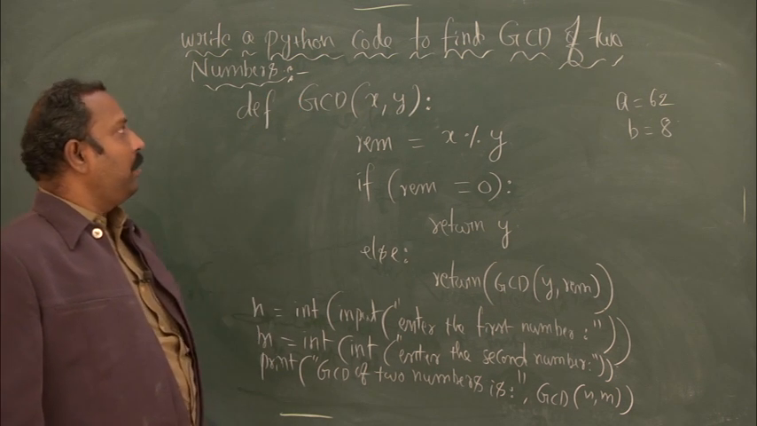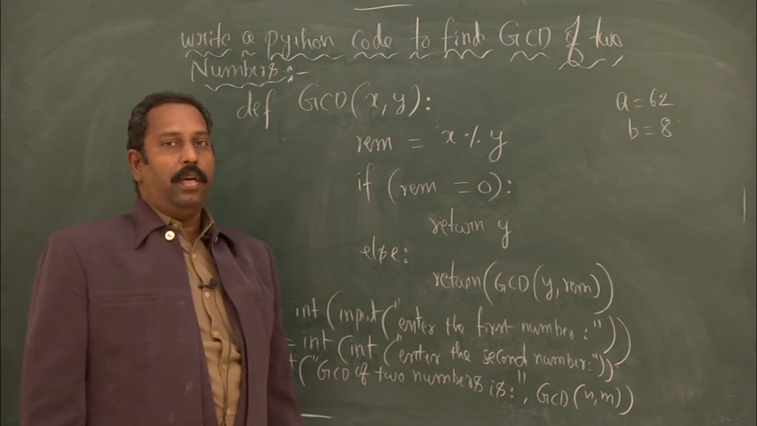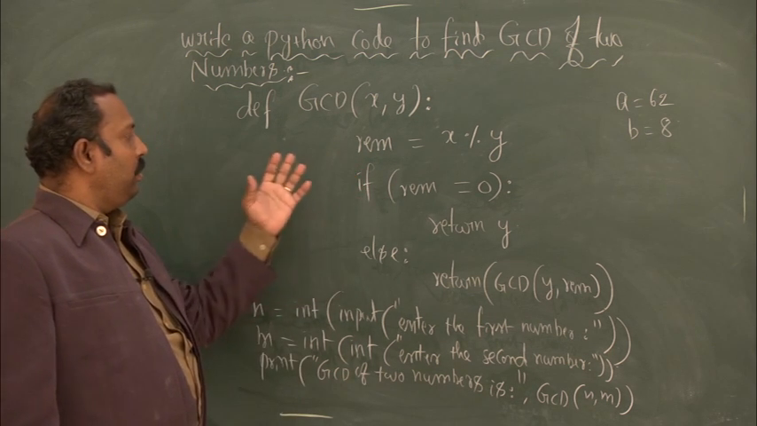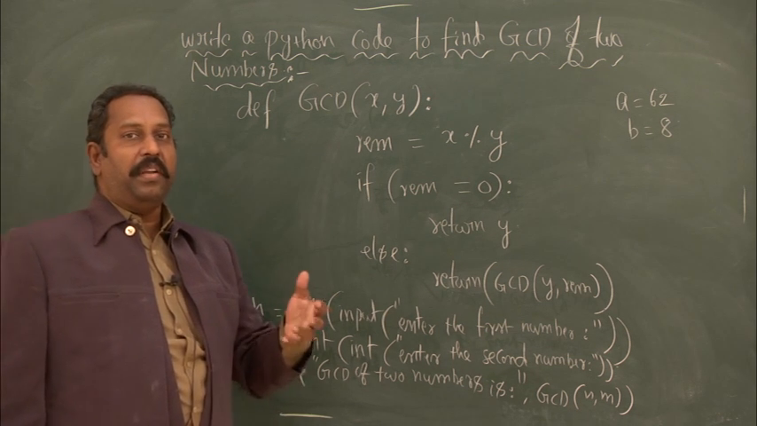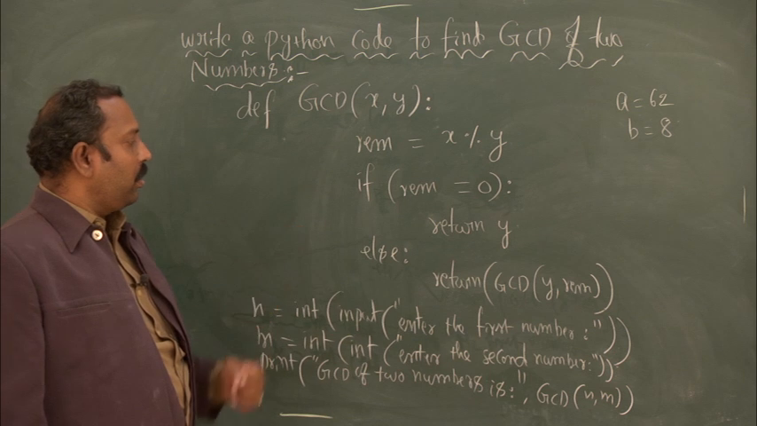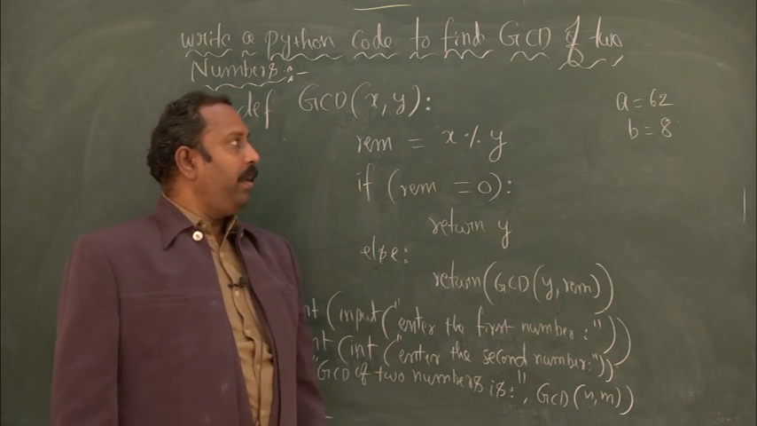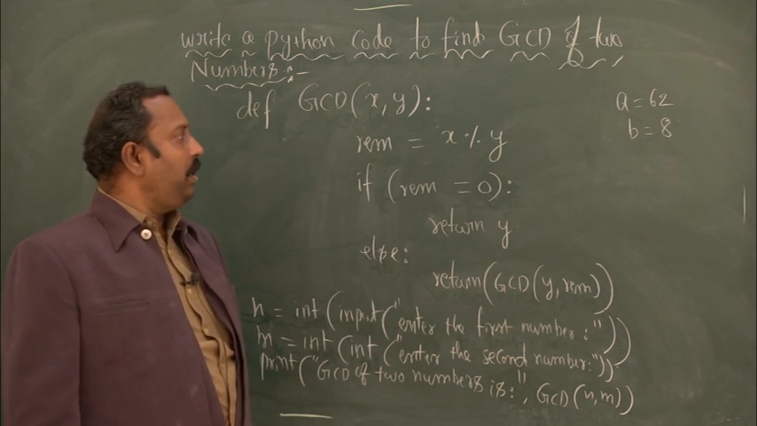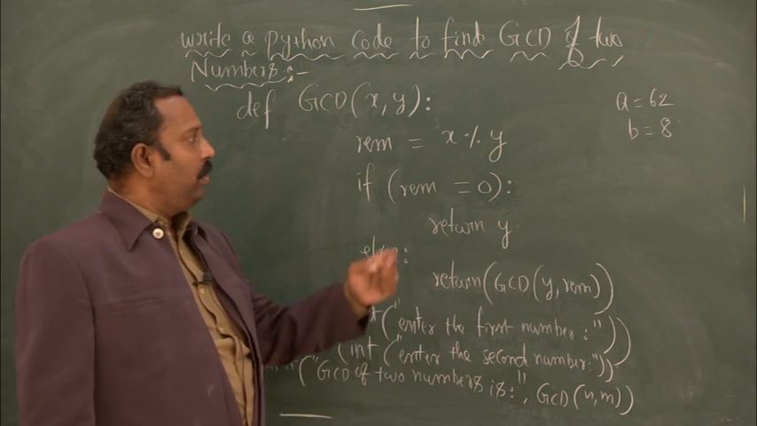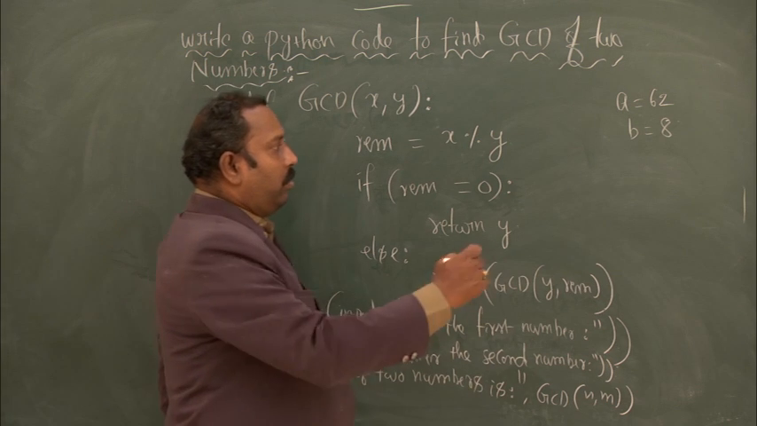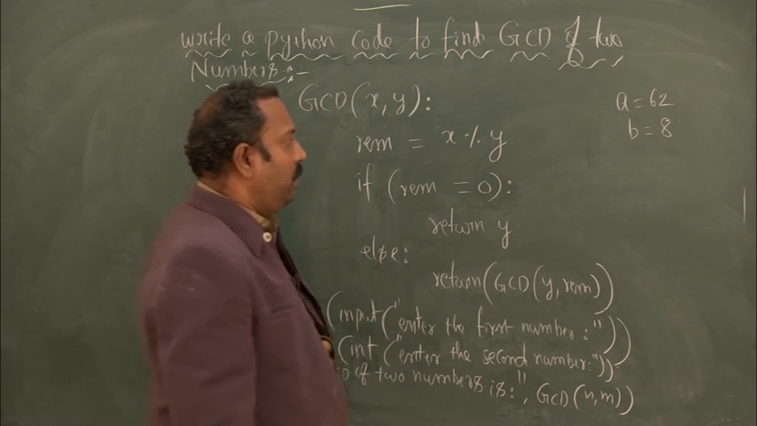So now write a Python code to find GCD of two numbers. This is the program to find the GCD of two numbers using recursion. For example, we have taken the A value equal to 62 and B value equal to 8. We want to find the GCD of these two numbers A and B. So manually we will see what output we'll get.